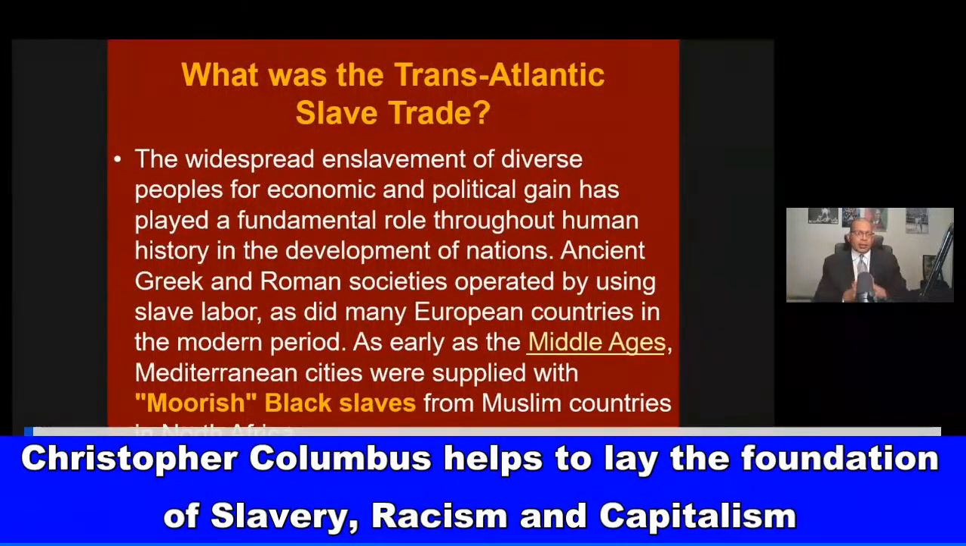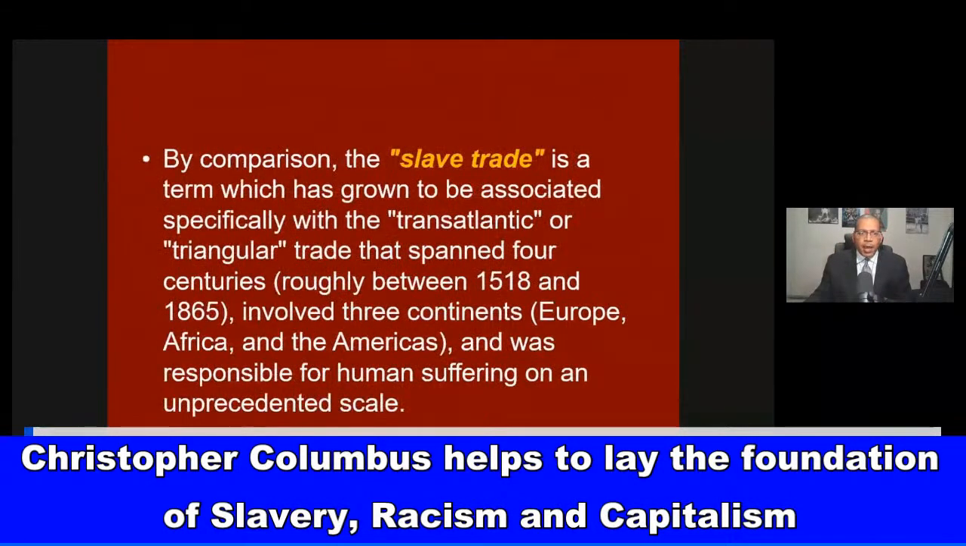Now, what was the transatlantic slave trade? And how is this different from the slave trade? Now, the widespread enslavement of diverse peoples for economic and political gain has played a fundamental role throughout human history in the development of nations. Ancient Greek and Roman societies operated by using slave labor, as did many European countries in the modern period. As early as the Middle Ages, Mediterranean cities were supplied with Moorish black slaves from Muslim countries in North Africa.